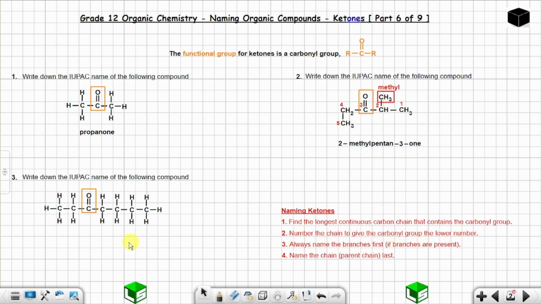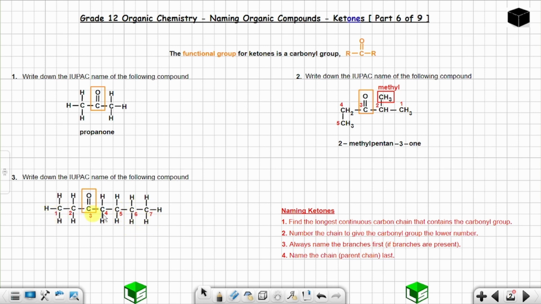You can see you have to start from the left so that you can give the carbonyl group the lower number, not from the right. If you start from the right, you are going to have 1, 2, 3, 4, 5. You are going to have the carbonyl group on carbon number 5. But if you start from the left, you are going to have the carbonyl group on carbon number 3. Okay, 1, 2, 3. So you have to start from the left. 1, 2, 3, 4, 5, 6, 7.